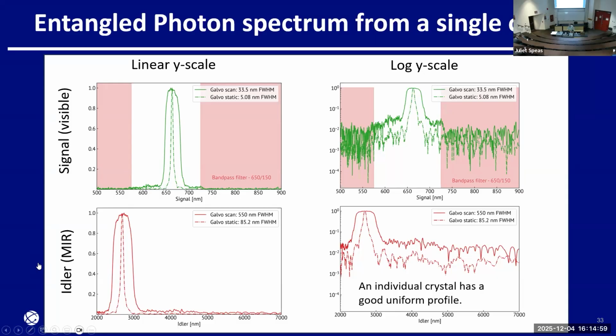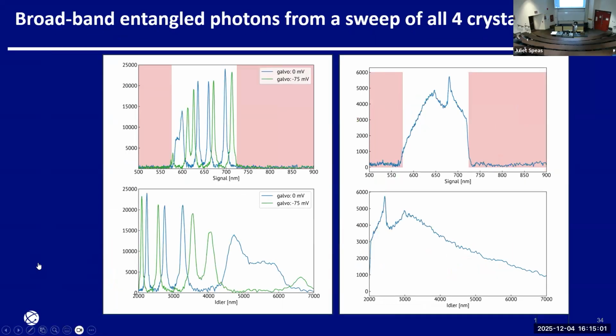But this is just one of the 4 crystals. These are the spectra in the signal for the 4 at 2 different galvo positions. And then when you sweep this, we cover, basically, the signal's not important. The idler's the one that's important because that's where we want to do our sensing. We can cover actually from 2 to 7 microns.